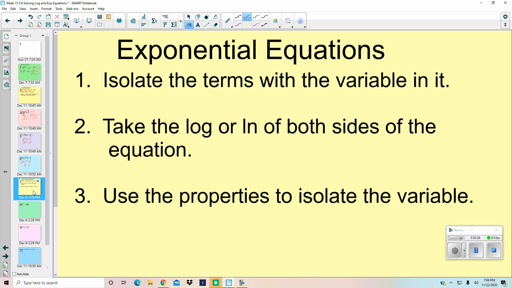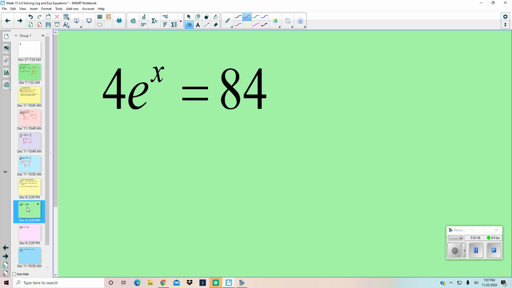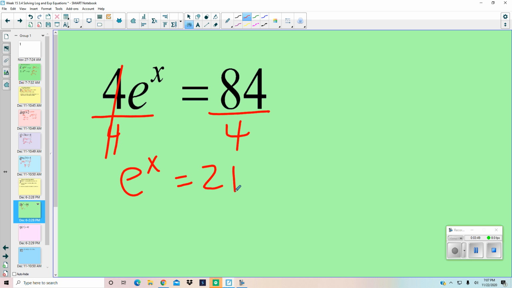All right, so we have exponential equations. What you have to do is isolate the term with the variable in it. Then you take the log or the natural log of both sides of the equation using the properties to isolate the variable. So my base here is e, so that means I'm going to use natural logs because my base is e. I divide by 4, so I have 84 divided by 4 is 21.